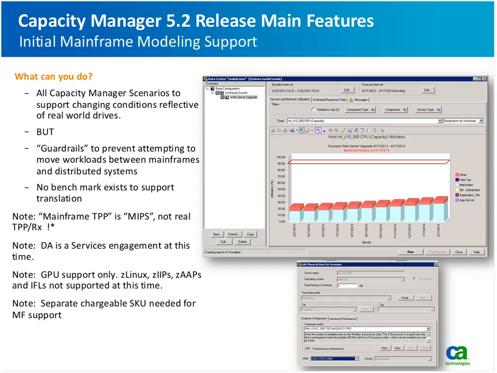So we did our hardware modeling support on the mainframe side, added that. There are some caveats on the bottom you should be aware of. Right here, we're talking about mainframe TPPs. They're actually MIPS. They're not TPP resource score. So there's some labeling change we can add later on.